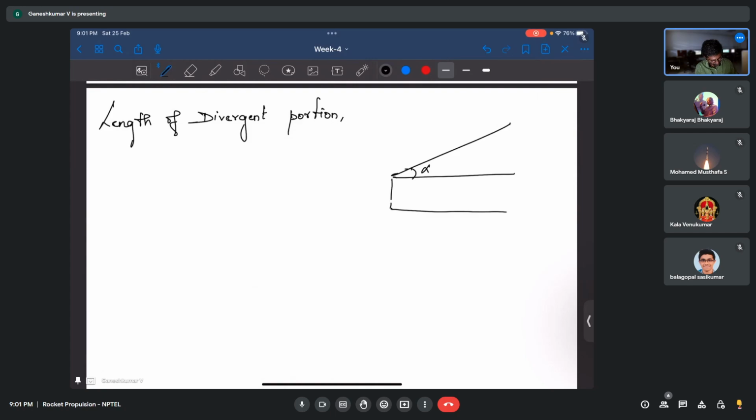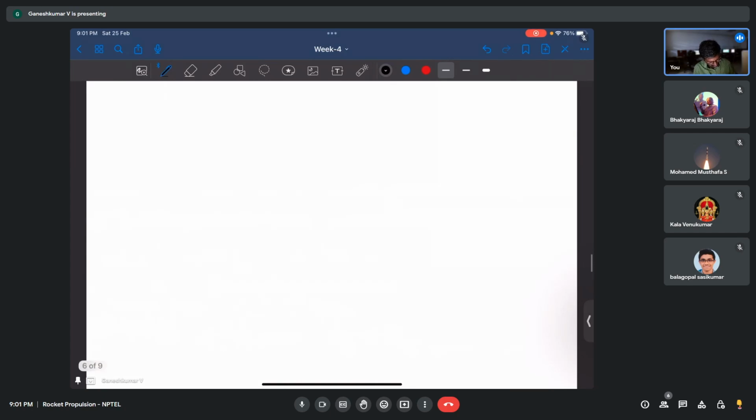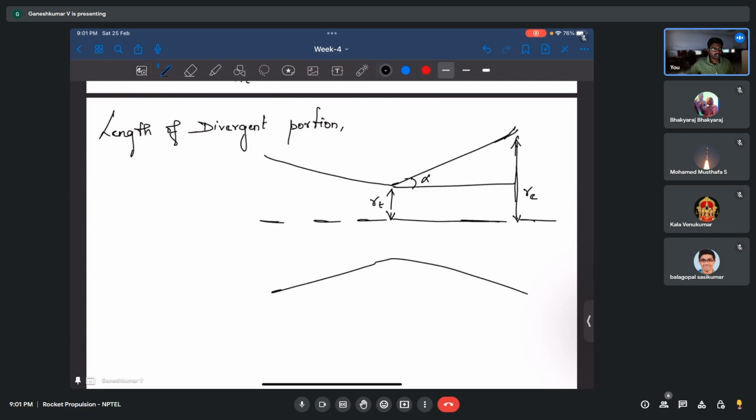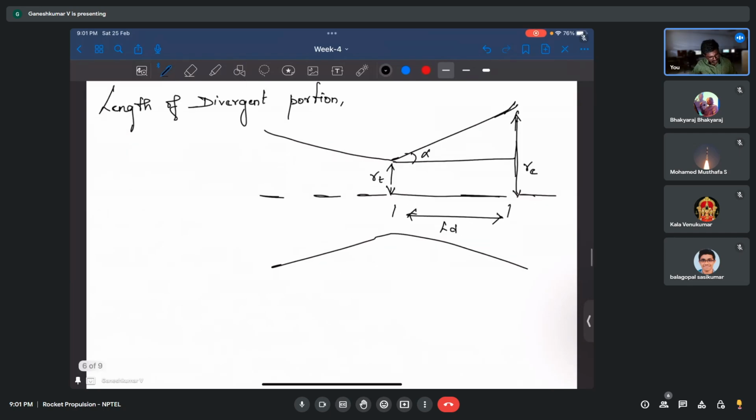This is the central line. There is this convergent portion and this divergent portion. Similarly here, and we know this is the radius at the throat, RT, and this is the radius at the exit, which we know. It's a conical nozzle again. So we need to find this length of the divergence, LD. I think you can find it.